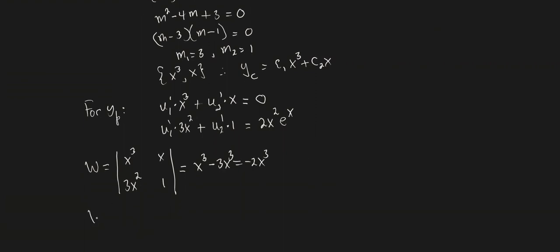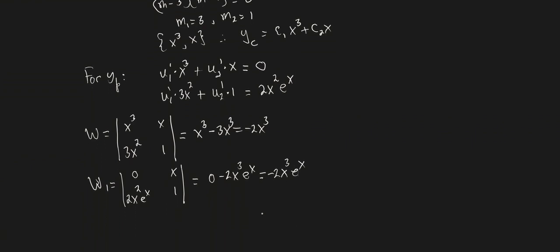Let's get our W1. That's when we replace the first column with the column on the right side of my system. So I have 0, 2x squared e to the x, and then I have my x and 1. Again, using our 2 by 2 formula, what do we end up with? It's going to be 0 minus 2x cubed e to the x. So we'll get a negative 2x cubed e to the x.